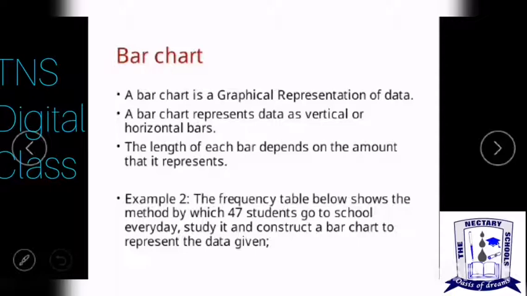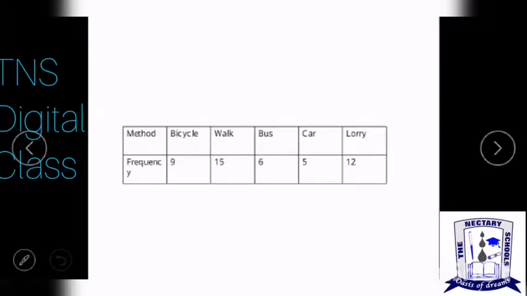Example 2. The frequency table below shows the method by which 47 students go to school every day. Study it and construct a bar chart to represent the data given. Let us see the frequency table. This is the table showing the method by which some students go to school every day, and the frequency, that is, the number of students that use any of these methods.